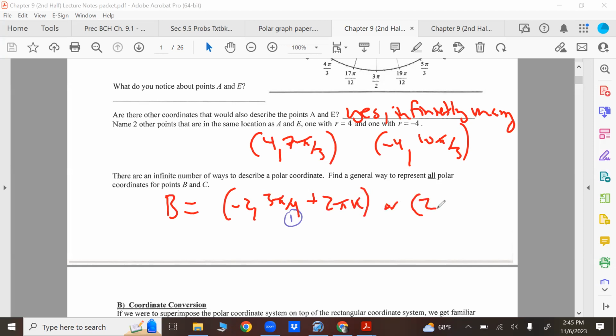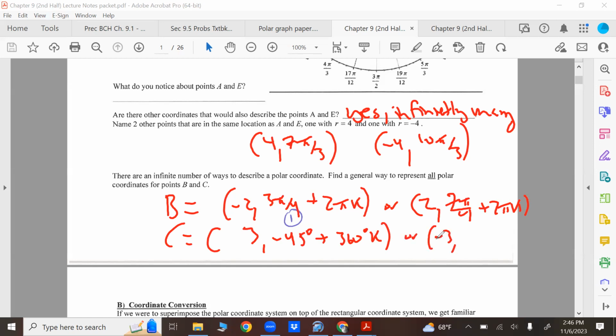Or you could switch it to 2, make it positive 2, and then the opposite of 3 pi over 4 is going to be 7 pi over 4, plus 2 pi k. C, (3, -45 degrees plus 360 k), because it's in terms of degrees. Or you could do -3, and then the opposite of -45 would be 135 plus 360 degrees times k.